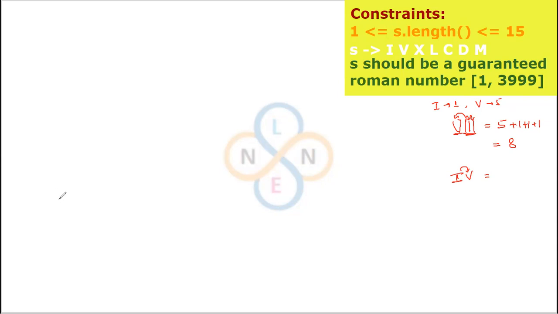First, how many Roman symbols are available? We have 7 Roman symbols: I, V, X, L, C, D, M. What is the value of I? The value of I is 1. V is 5, X is 10, L is 50, C is 100, D is 500, and the last, M, is 1000. Am I correct?